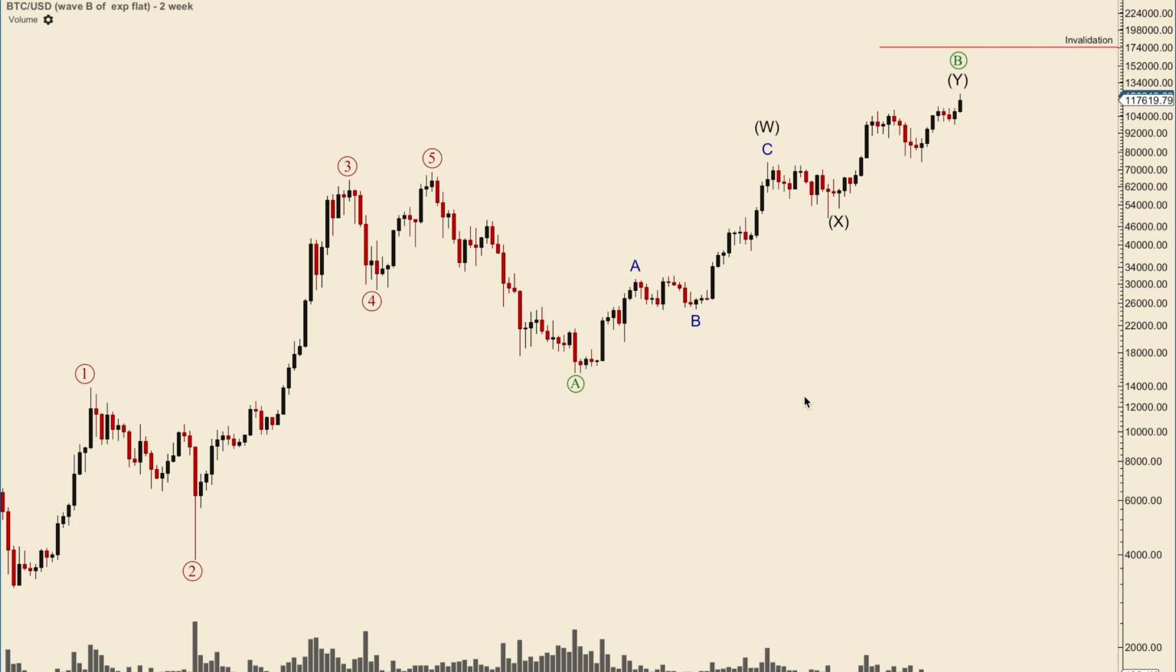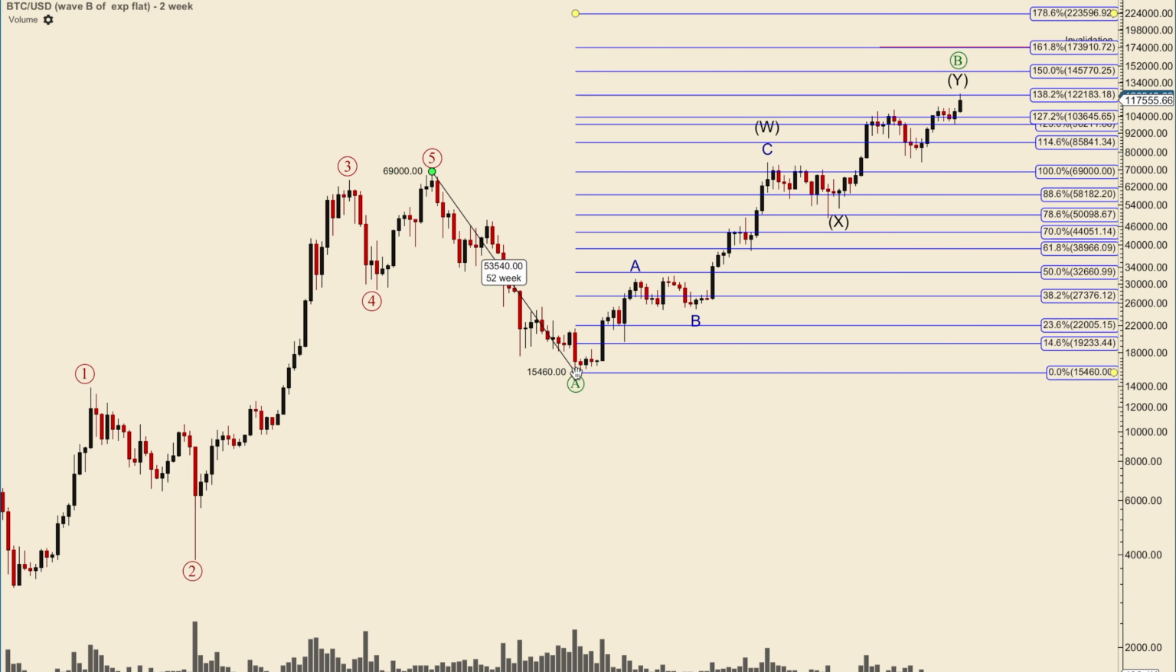And then we have another scenario, which is an expanded flat here. This is on a 2-week time frame, and you can see here that the most common target for an expanded flat is between the 127.2 fib and 138.2, which we hit basically exactly, and the invalidation is 161.8 fib. It's not an invalidation per se. I mean, it happens, but it's super rare that an expanded flat wave B hits the 161.8 fib.